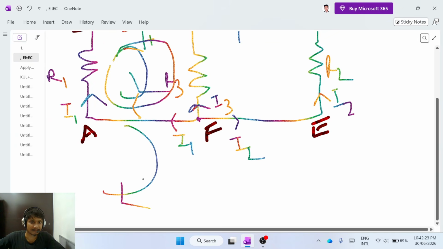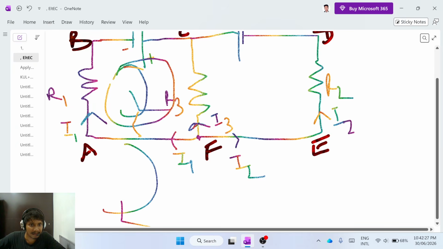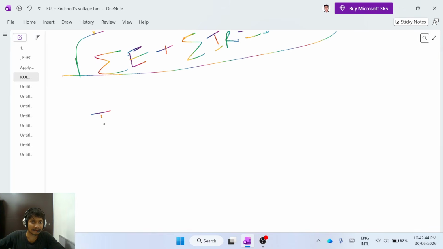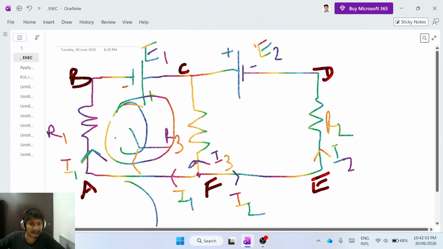In this direction, the current is going in our direction. We are using this direction, and our current is also going in that direction. Therefore, it's I1 into R1.